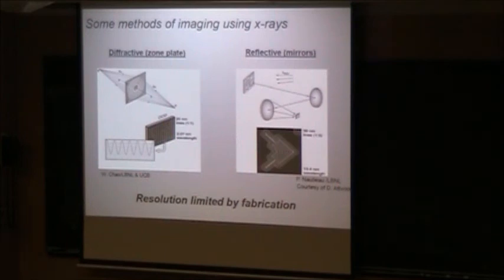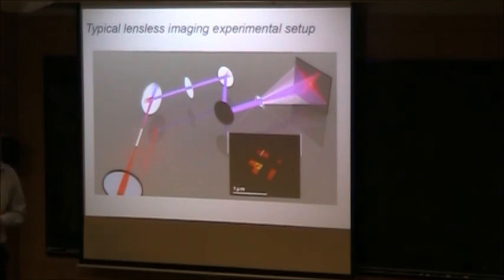But both these techniques are limited by the fabrication, so it depends on how well that zone plate or the mirrors are made. In addition, there's a lot of loss. With the zone plate, for example, there are many undiffracted orders that aren't used in the experiment. So what we do instead is lensless imaging, also called coherent diffractive imaging.